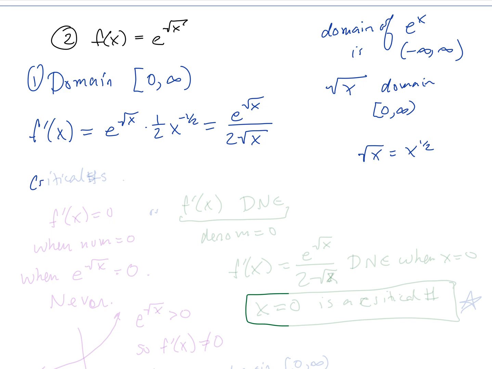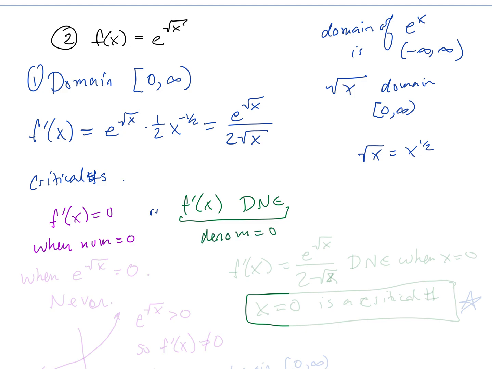Now we want to find the critical numbers for f. These are places where either f prime of x equals 0 or f prime of x does not exist. So if we're talking about a fractional function, then the function is equal to 0 when the numerator equals 0, and one place where the function does not exist would be when the denominator equals 0.